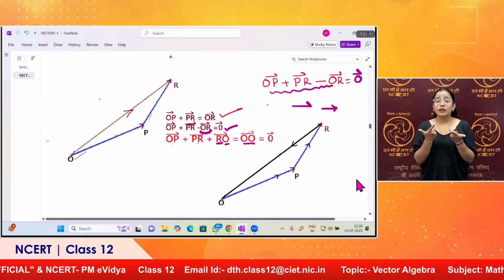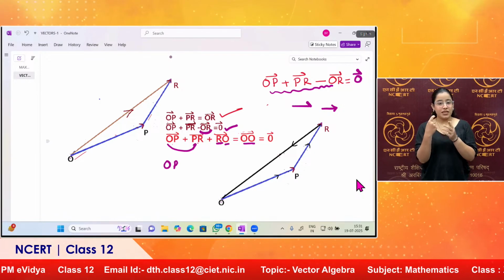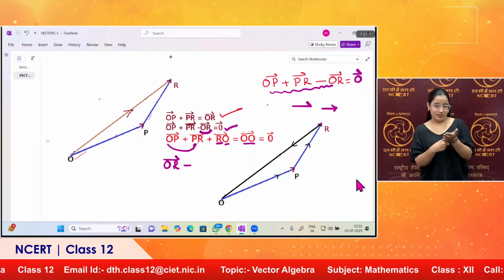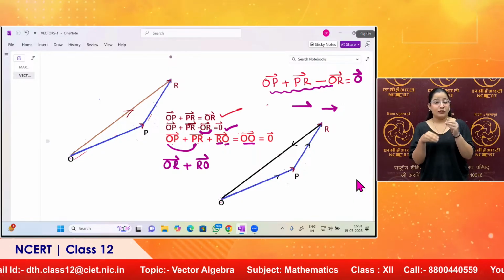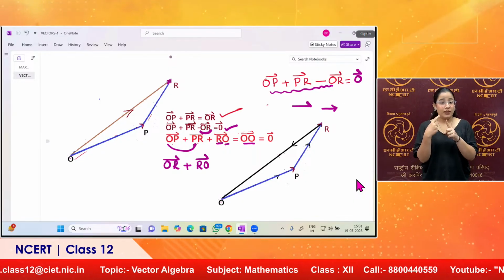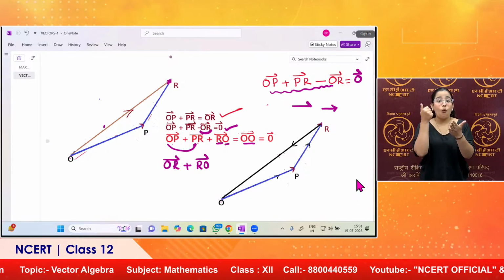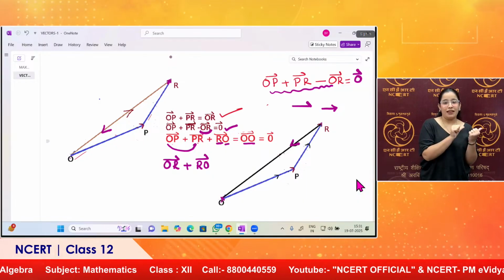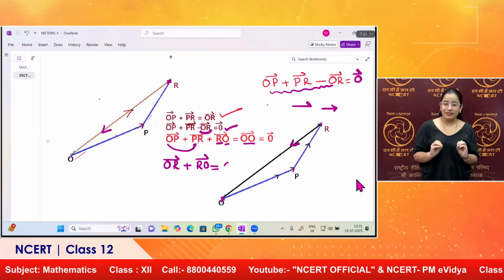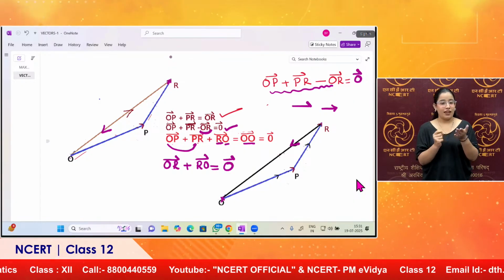Just see the sum of it. OP plus PR is giving us OR. The resultant is OR. And then from there, R to O further. OP, PR reaches R, and then further R to O is back to the same point, that is O. Hence, the displacement is 0. So the vector is a 0 vector.